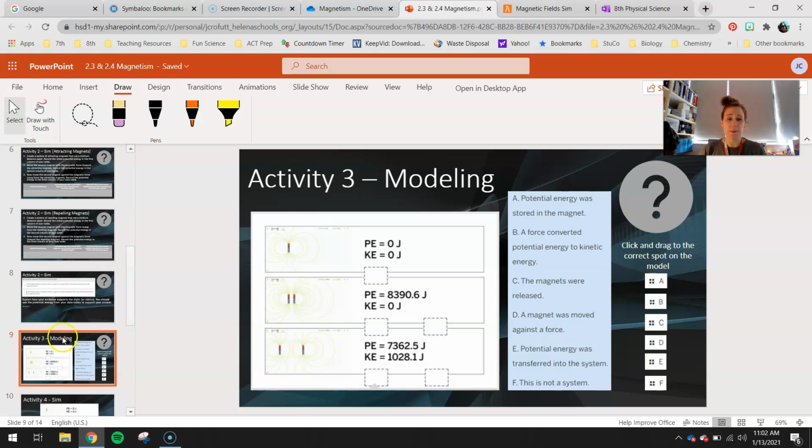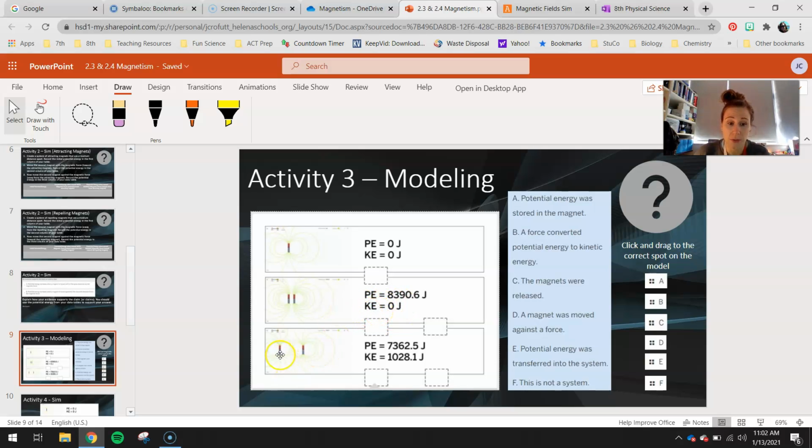Okay, moving on. Part 3 is modeling. This is a little easy section for you guys. Right here you have a diagram that shows us, all right, here's a single magnet with its magnetic field lines. You can see the amount of potential and kinetic energy. Now we have two repelling magnets, and you guys can see what their magnetic field lines look like. And you guys can also see that they have a high amount of potential energy and no kinetic energy. They must be held in place.